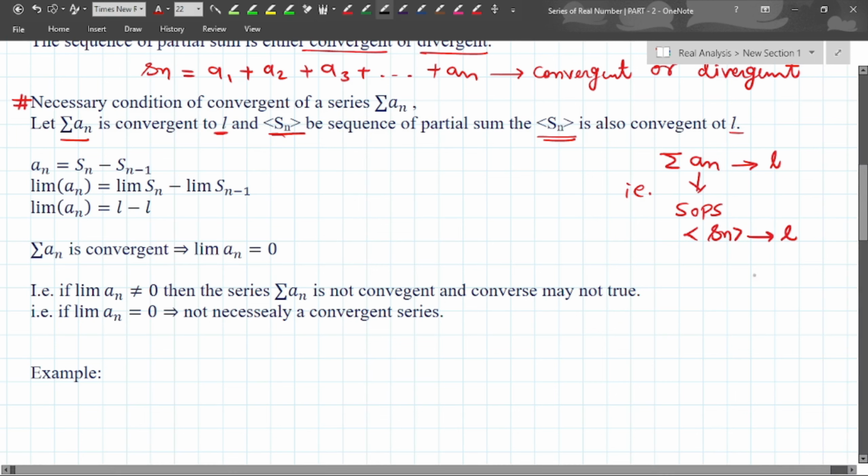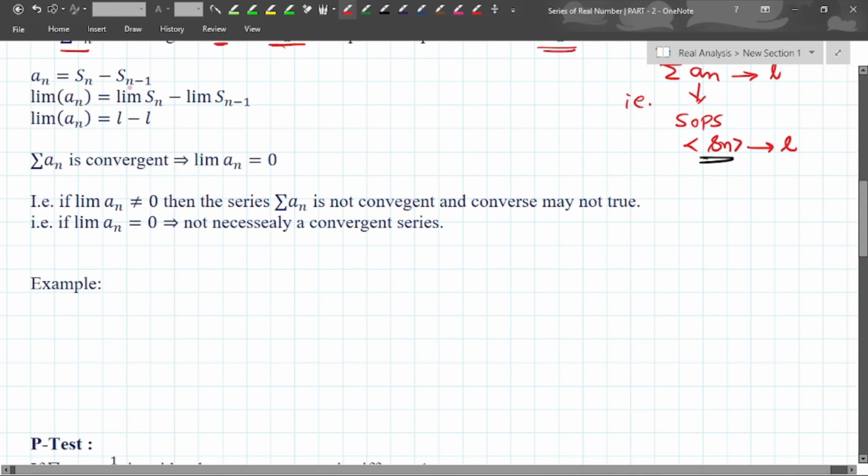Now, how do we show that this is the convergence condition? an is nothing but Sn minus Sn minus 1. If we apply the limit, limit an is equal to limit Sn minus limit Sn minus 1, and from here we know that this is L and this is L.